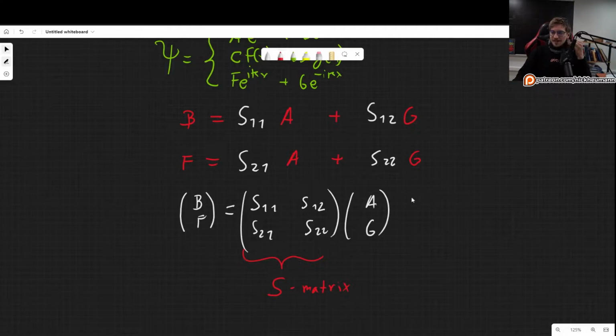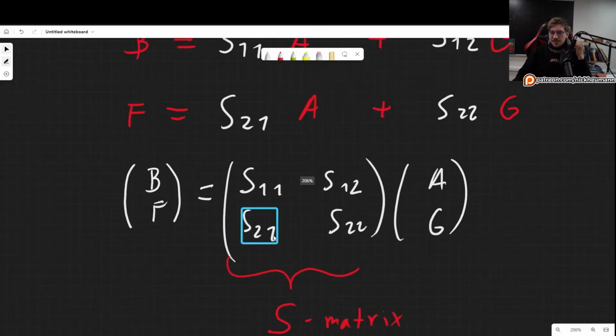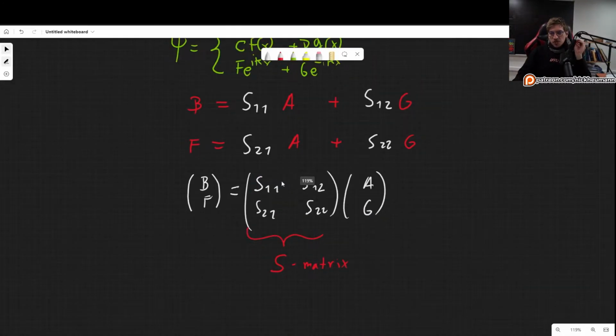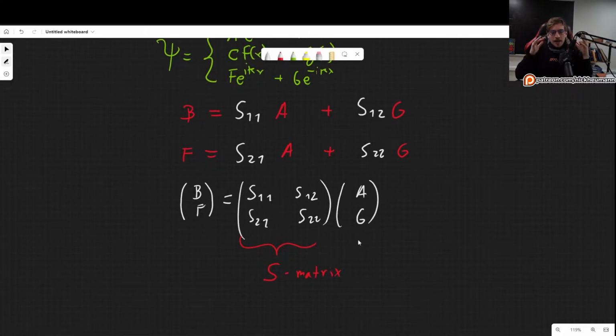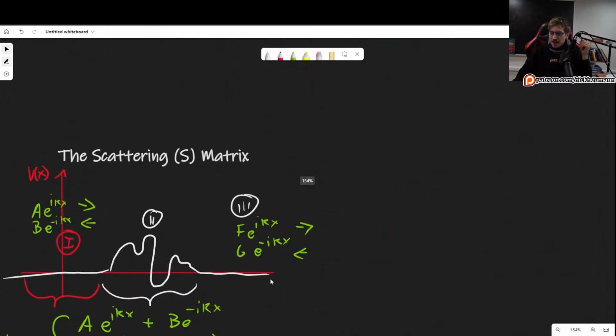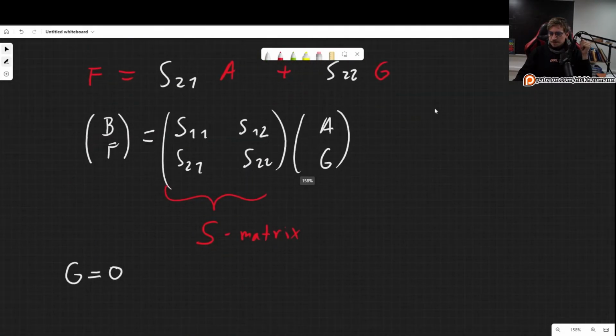And why is this relevant? Because as we will see, this matrix contains all the information that we need for this problem. And oftentimes, we will be able to solve things much, much quicker by using this matrix. So let's now look at what happens in general if we are dealing with scattering from the left. That means that G is equal to 0, right? Because G represents an incoming wave from the right.